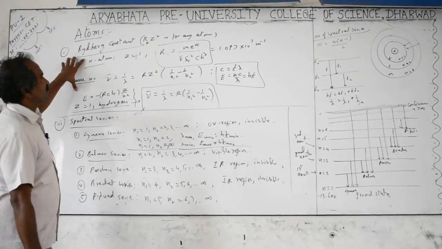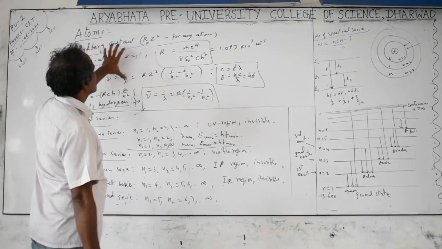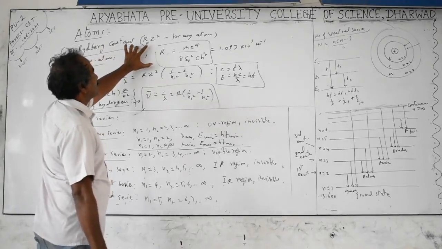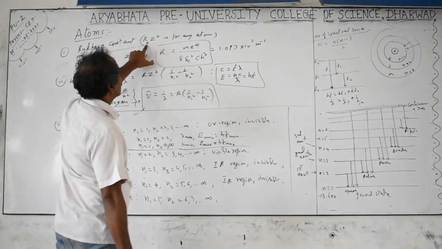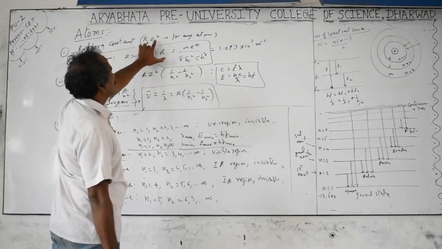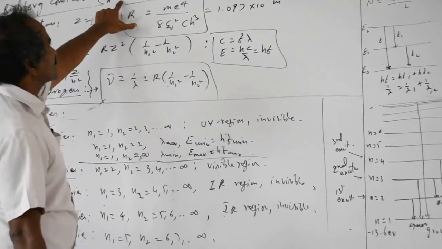Next point is Rydberg constant. It is a constant. Rydberg is the name of the scientist. For any atom, the Rydberg constant value is R into Z square. This R, or RH, is simply written as R also. Z square is for any atom. Z is the atomic number.